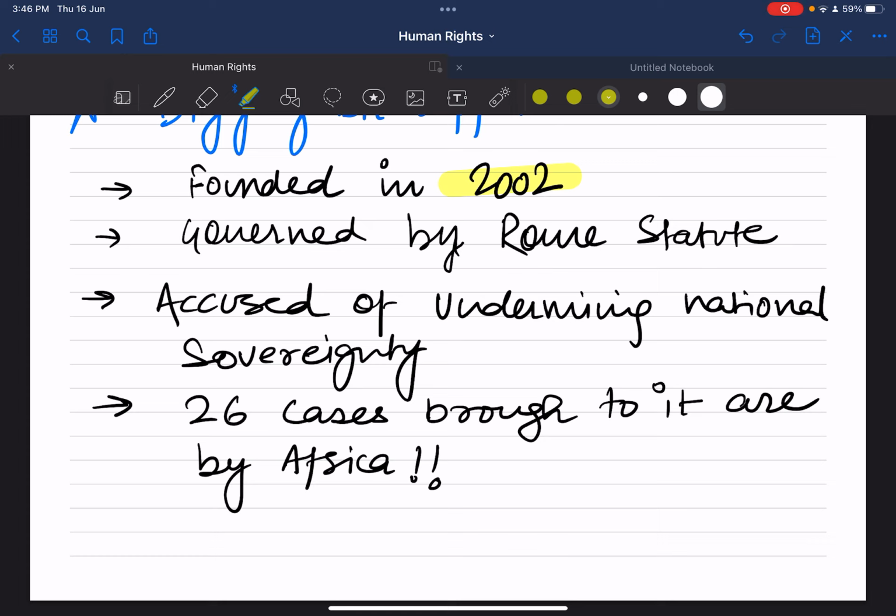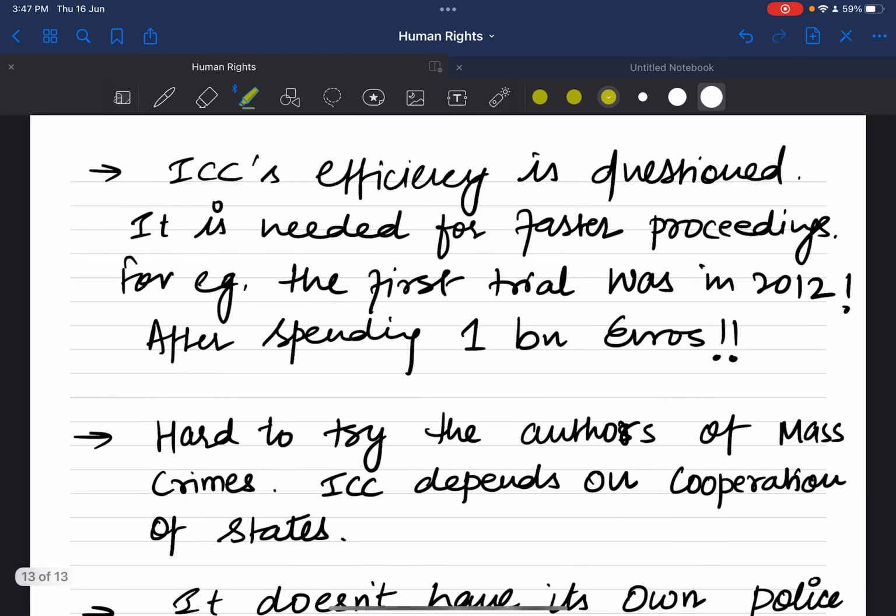Another thing is its legitimacy. So how legitimate is ICC? Because out of 28 cases so far, 26 cases have been brought to it out of the African continent, right? Then ICC efficiency is questioned. How? It is needed for faster proceedings. For example, the first trial was in 2012. Who was that? This is a general knowledge question. Figure it out, what was the first trial of ICC after spending 1 billion euros. So it is questionable. It is questioning the efficiency of ICC as well.